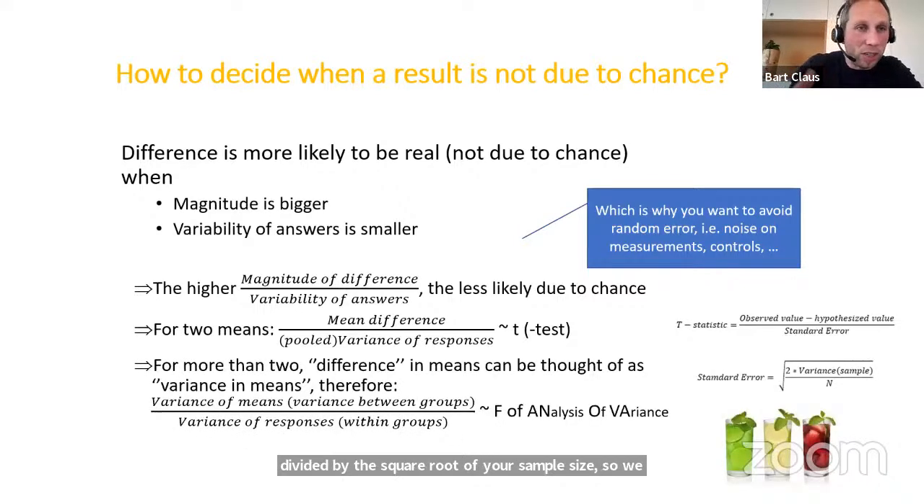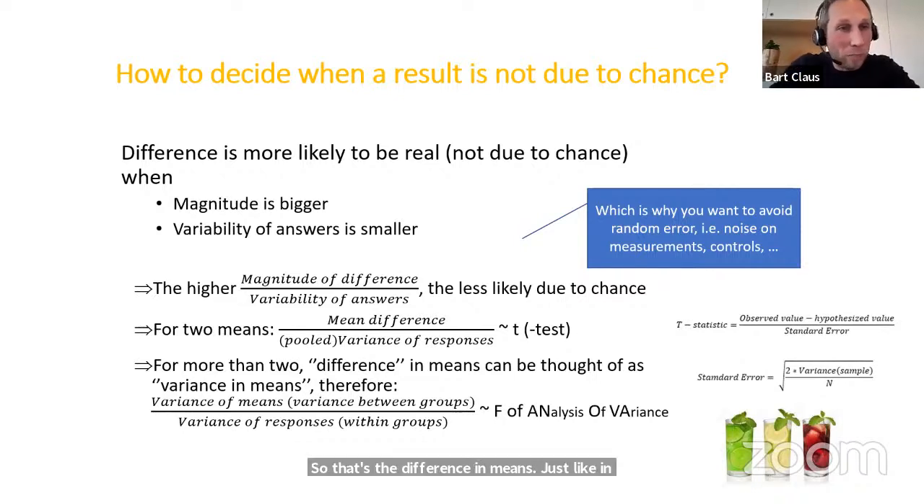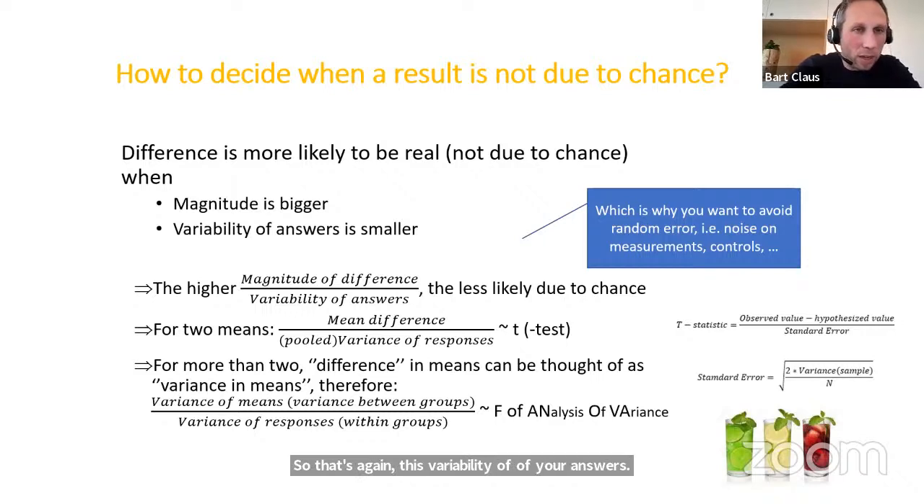By the way, it's also interesting to see how this also applies to other statistical tests, like an ANOVA, for example, where your numerator is the variance of means, right? So that's the difference in means, just like in a t-test, divided by the variance of the responses, right? So that's again this variability of your answers. So that works exactly the same way, right? If you reduce that variance in the denominator by having more clean measures of your effect, by having better comparison standards, etc., you are more likely to have significant results.